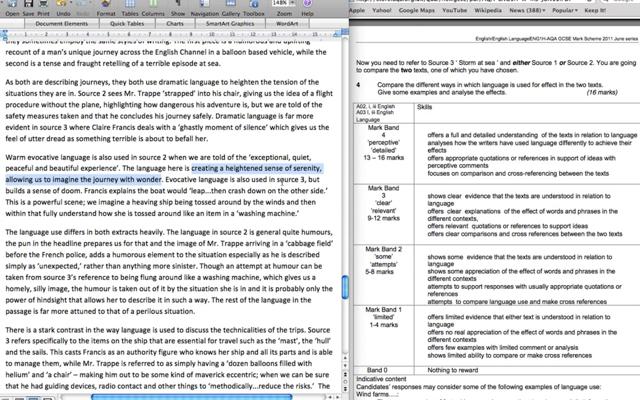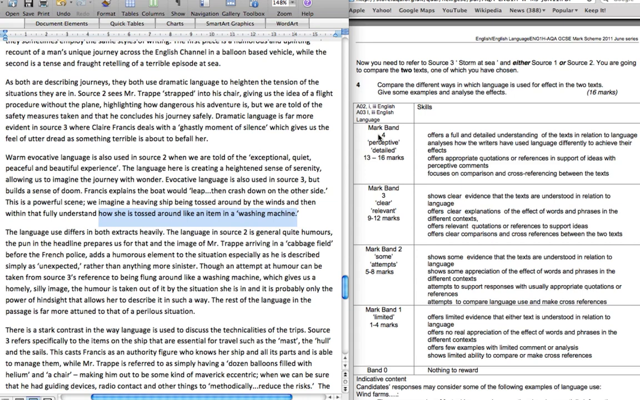Evocative language is also used in source 3, but builds a sense of doom. Good. Francis explains the boat would leap, then crash down on the other side. This is a powerful scene. We imagine a heaving ship being tossed around by the winds, and then within that fully understand how she's tossed around like an item in a washing machine. So the actual analysis of the language is good, but you can see here I've just kind of pulled out of the full effect, just kind of said one thing.